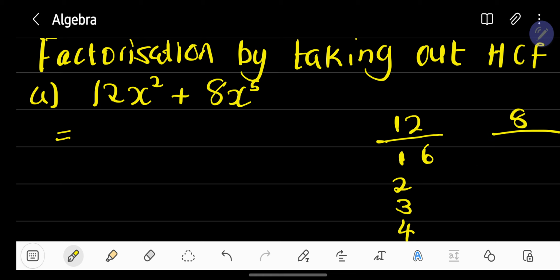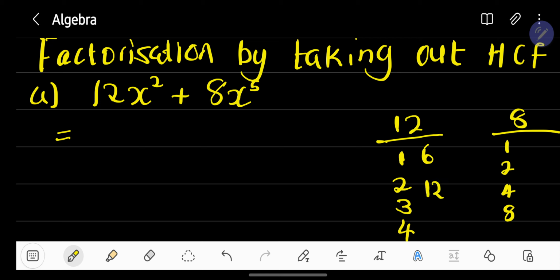But then let's check the ones for 8. 1 goes into 8, yes. 2 goes into 8, yes. 3, no. 4, it does. 5, no. And 6, no. So it's 1, 2, 4, right? The factors of 8, and then 8 by itself, and here 12 by itself.